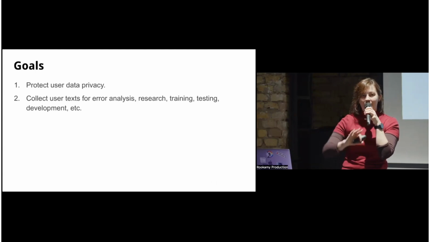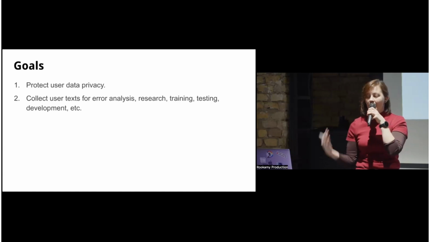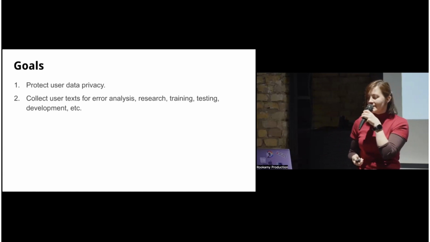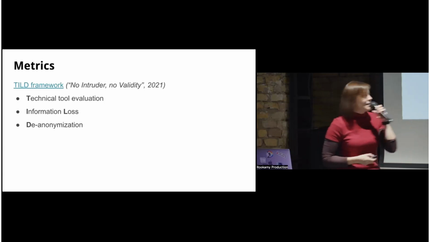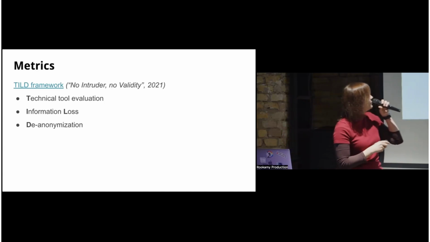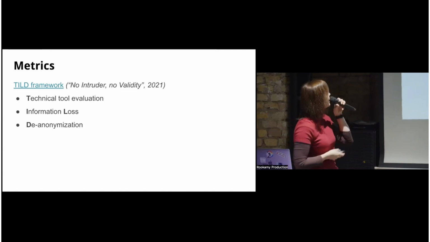As a reminder, we have two goals, right? The first goal is to protect user privacy. The second goal is to get good texts for any of our needs, for error analysis, research, training, and so on. There's a very nice framework called TILD, from the paper called No Intruder, No Validity. No intruder, no validity. Think about it.